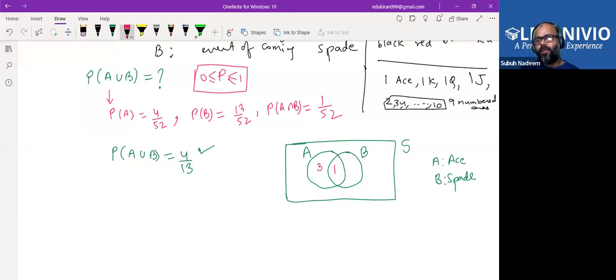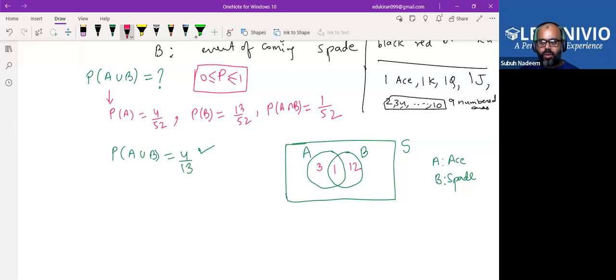This was in ace. Ace is 4 elements. Now in spade, there are 13 elements. 12 is here, 1 is here. So this is how we can distribute the elements, right? That is, 1 is only ace, but not a spade. 1 is both a spade and ace, and 12 is only spade, a spade but not ace. This is what we have done here, in this way.